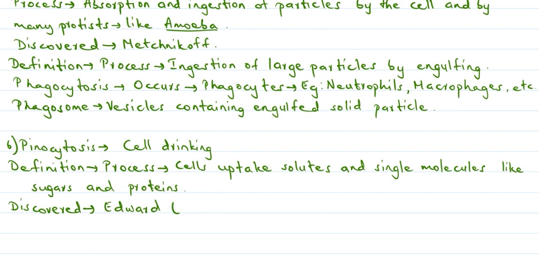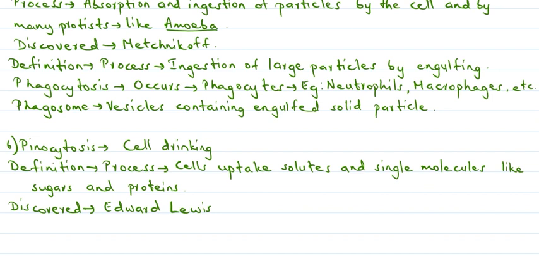Edward Lewis was the scientist who discovered the process of pinocytosis. It helps to intake solutes such as insulin and lipoproteins in concentrated form. When the extracellular solutes attach to the specific receptors of the membrane, an invagination is formed. This invagination is drawn inwards and pinched off into a small vesicle called a pinocytic vesicle or pinosome.